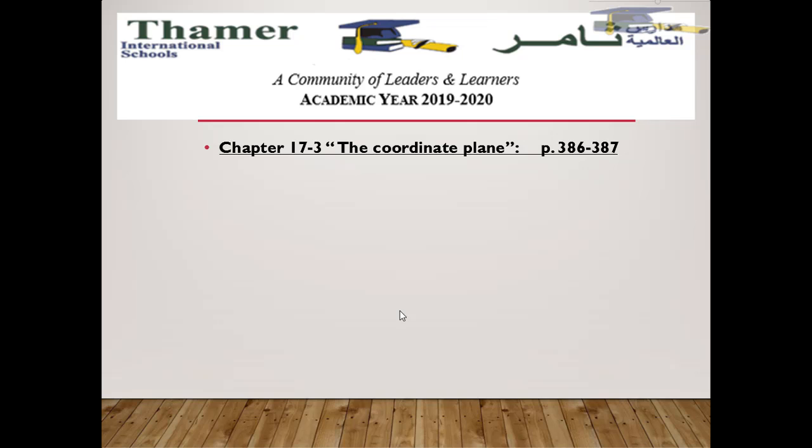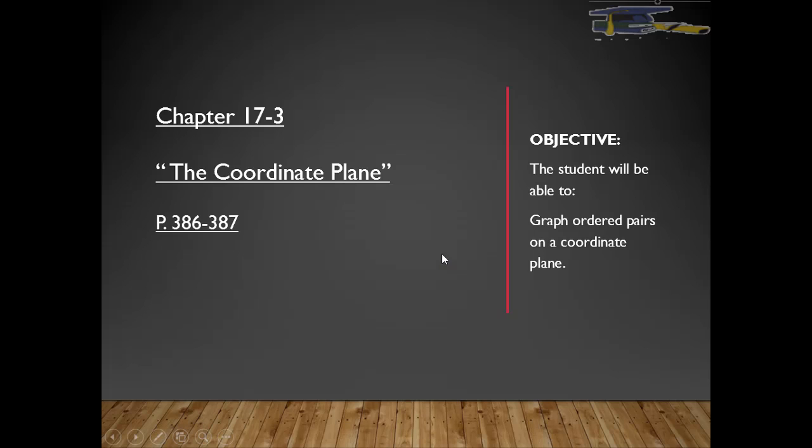This is Mr. Samir, and today we're going to talk about the coordinate planes, chapter 17.3, on pages 386, 387. So let's start right away. First of all, what are the objectives of this lesson? The students will be able to graph ordered pairs on a coordinate plane.